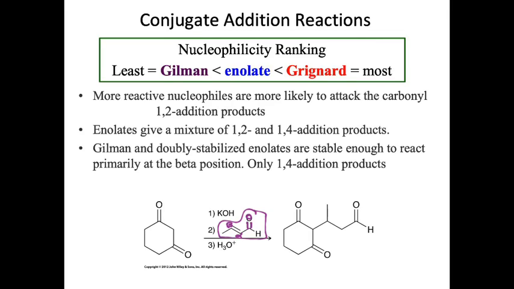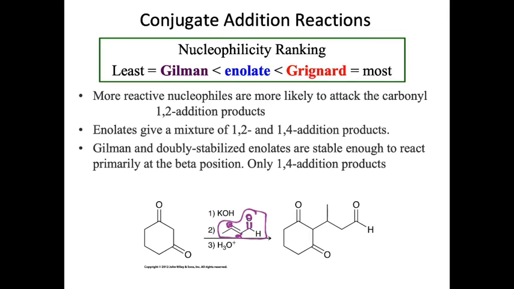Okay? And that difference was dictated by the strength of the nucleophile. If it was a stupidly strong nucleophile, it attacked the carbonyl, 1,2 addition. If it was a weak nucleophile, it attacked 1,4, the beta position. Yeah? Remember all that? Okay.